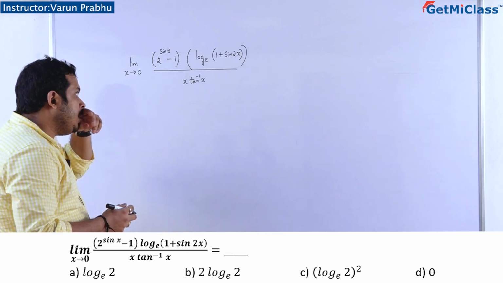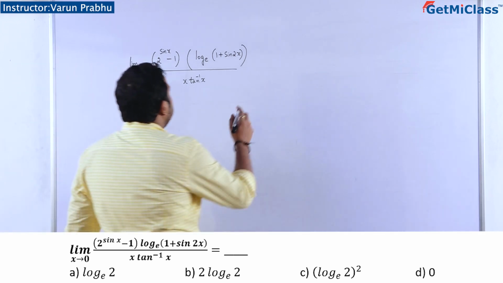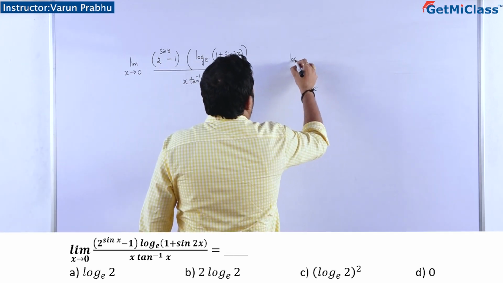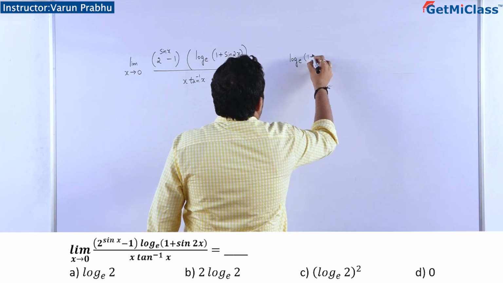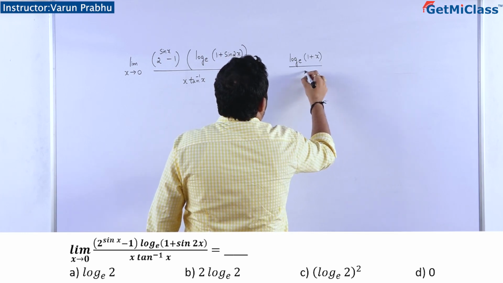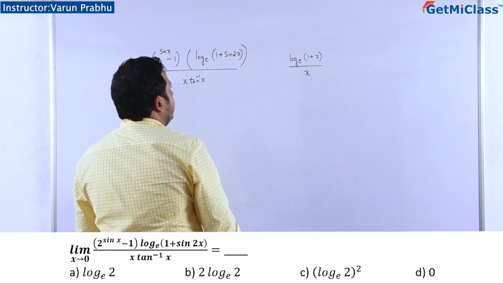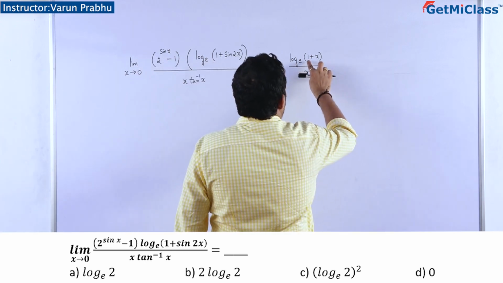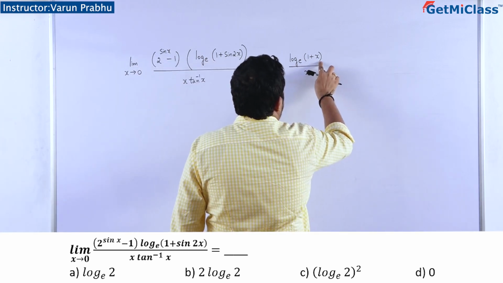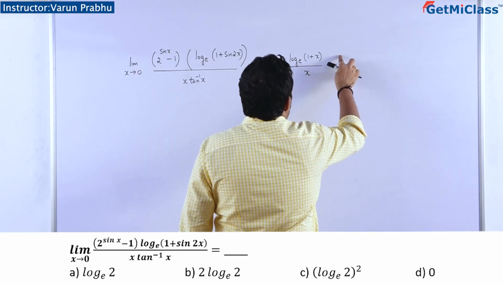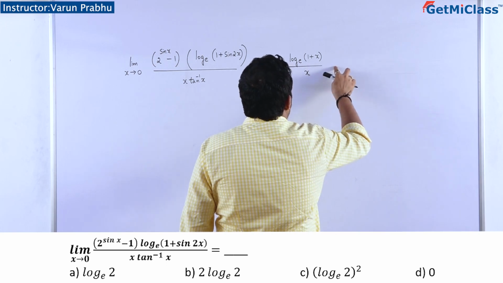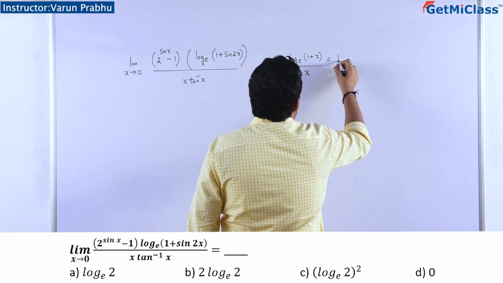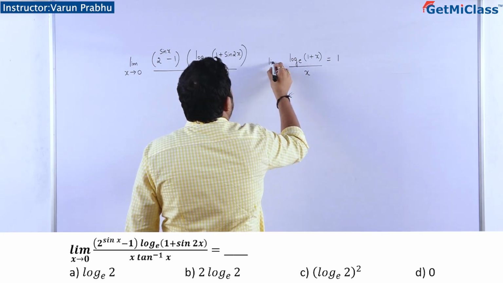If you look at this question, students, one thing we can easily say here is that this is log to the base e of (1 plus x) divided by x. The answer to the question will be equal to what? Differentiating, 1 divided by (1 plus x) into 1 divided by 1. So the answer will be equal to 1 when limit x tends to 0.